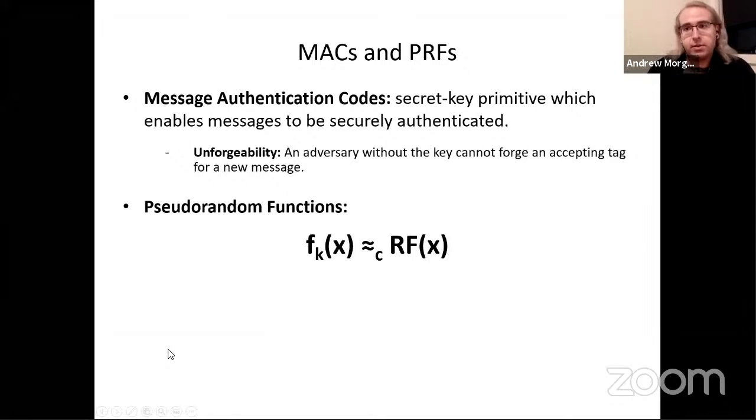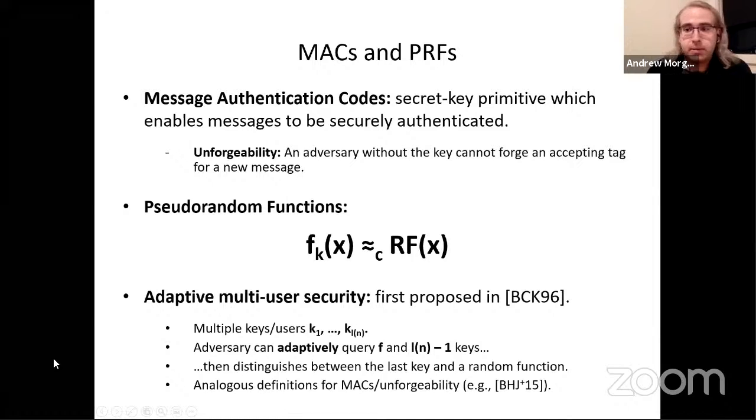Message authentication codes, or MACs, are, as most of us should know, a secret key primitive which allows for secure authentication or tagging of messages in such a way that an adversary without the key is unable to forge a valid tag for a chosen message. Pseudorandom functions, or PRFs, are keyed families of functions which, somewhat similarly to the tagging algorithm of a MAC, are required to look random to an adversary without knowledge of the key.